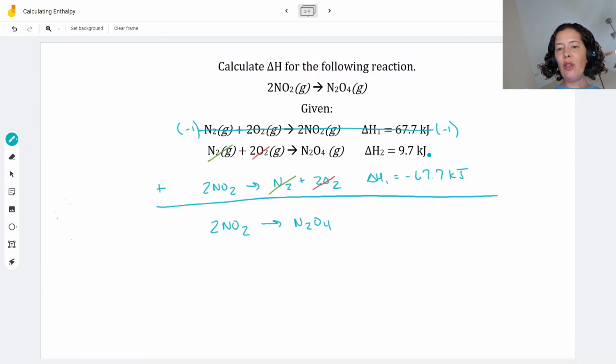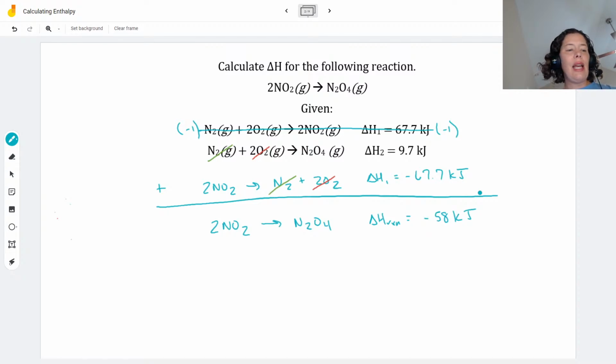And you can see I am matching now the reaction that I want. And all I need to do is take 9.7 kilojoules and subtract 67.7 kilojoules, and that will give me my delta H for this reaction. And so that is actually negative 58 kilojoules.